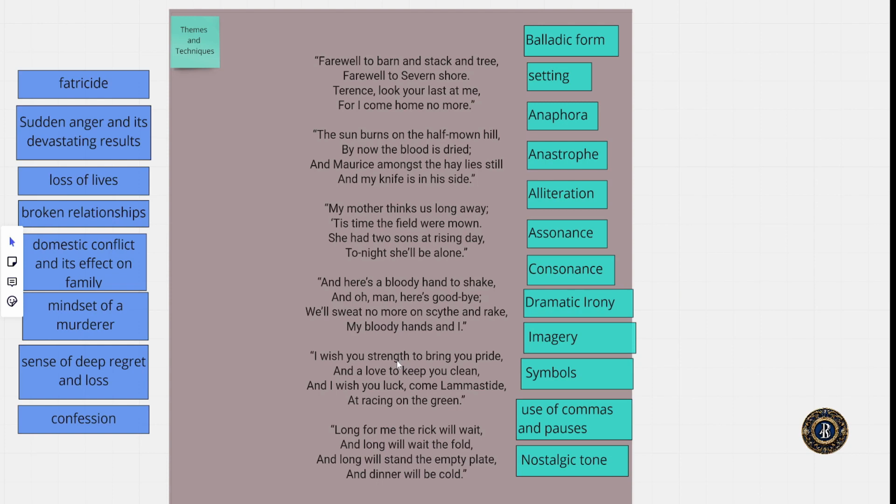Right, now I have discussed the themes and the techniques of the poem. I hope now you have a thorough understanding of the poem "Farewell to Barn and Stack and Tree" by A. E. Housman.